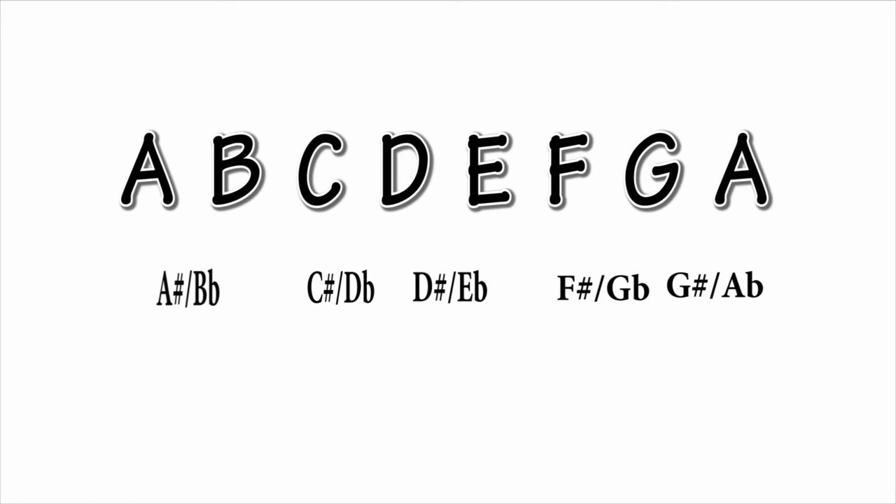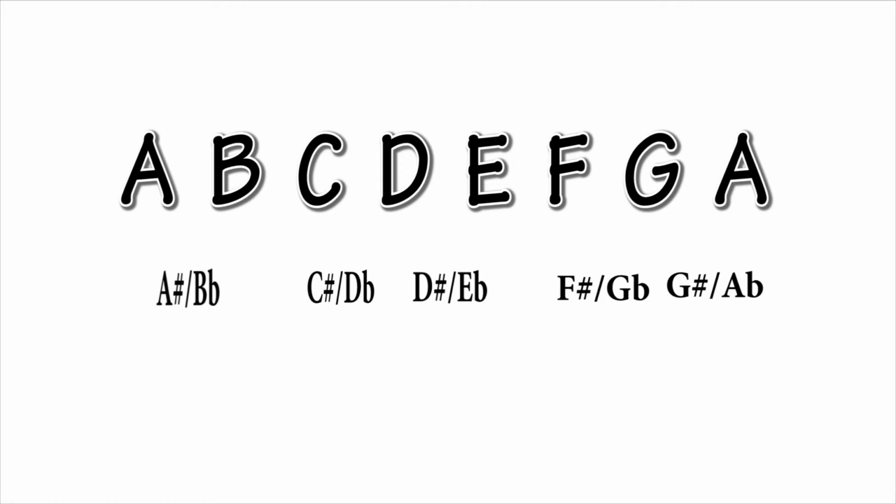So in the musical alphabet there's 7 notes: A, B, C, D, E, F, and G. And we refer to these notes as natural notes. Now, in between these natural notes, we have what's called accidentals. Accidental notes can be sharp or flat, as shown by the little symbols. The sharp symbol looks like a pound sign. The flat symbol looks like a lowercase b.